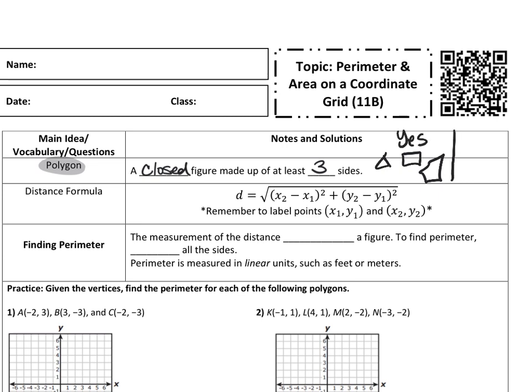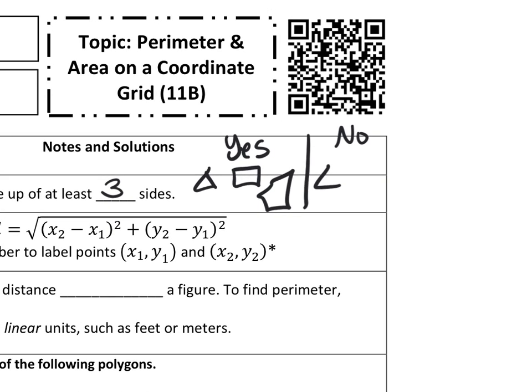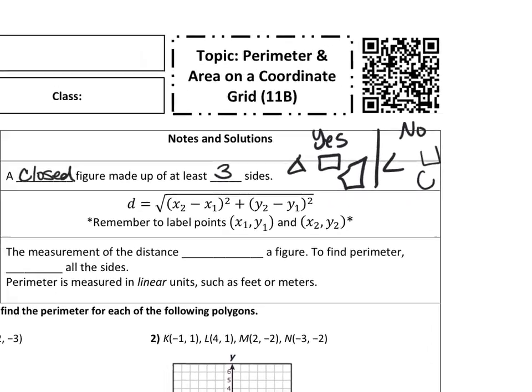Some examples of things that are not polygons would be this. Is that closed? No, it's not closed, Miss Quigley. Great. What about that? Is that a polygon? No. So if you have an open image or something like that, that is not a polygon. It has to be closed. And that's what we're going to be talking about today, is those polygons on a coordinate grid, so we can do perimeter and area.